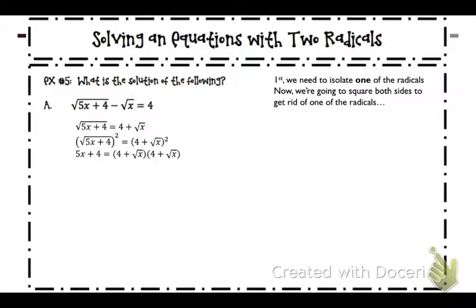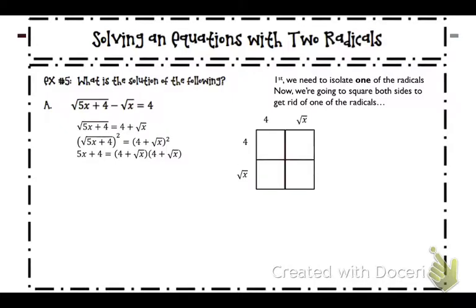Okay. When you square that left side, that just becomes 5x plus 4. When you square the right side, that becomes 4 plus the square root of x times 4 plus the square root of x. Looks kind of scary. It's not as bad as you think it is if you use the box. Let's just use the box here. So 4 times 4 is 16. 4 times the square root of x is 4 square roots of x. 4 times the square root of x is 4 square roots of x. And then square root of x times the square root of x is x. So if I pull all of that out, you're left with 16 plus 8 square roots of x plus x.